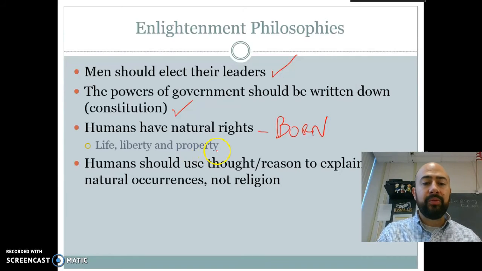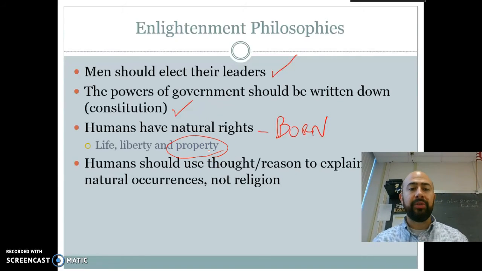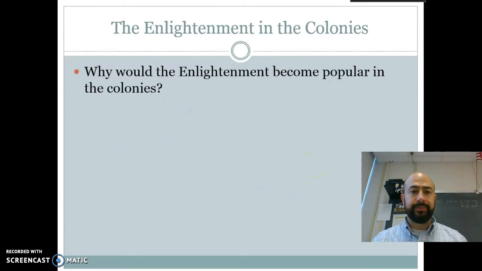And again, this is particularly important with white land-owning men who feel that they should have the right to protect the property and have rules and have a voice in how that property is taxed and how that property is used and who has control over that property. And finally, humans should use thought and reason to explain natural occurrences, not religion. And again, this was already happening in the colonies as people did scientific research.